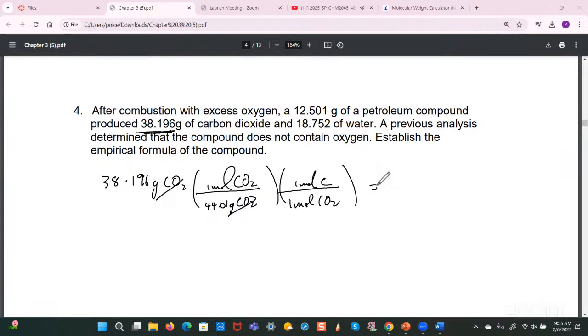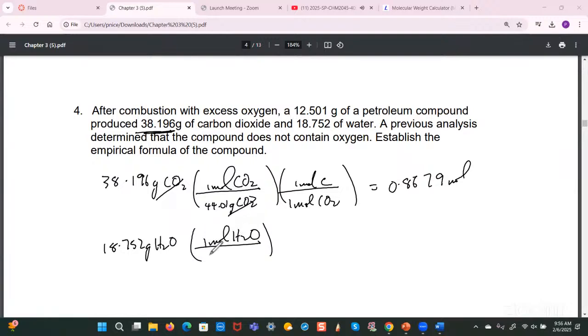So 38.196 divided by 44.41. And according to my calculation, this works out to be equal to 0.8679 moles of carbon. And then I'll do something similar with the water, 18.752 grams of water. I'll convert that to moles, so that means I'll multiply by 1 mole of H2O divided by 18.02 grams of H2O.